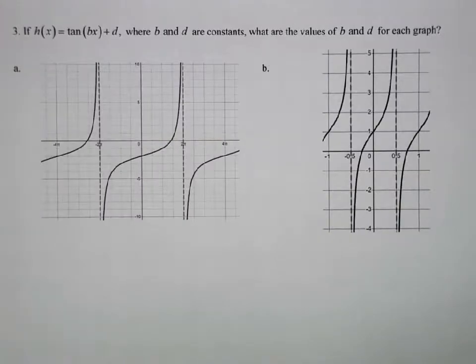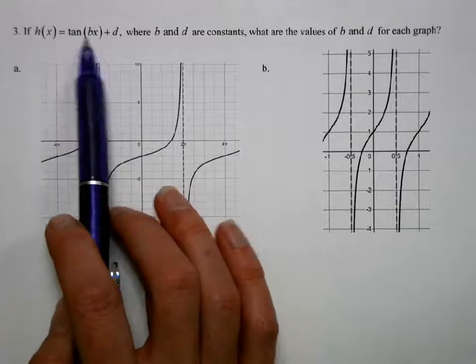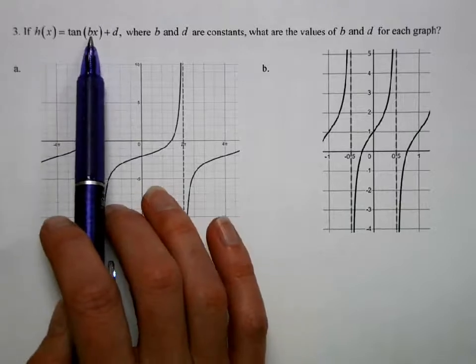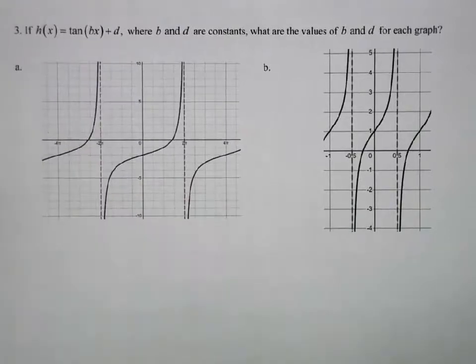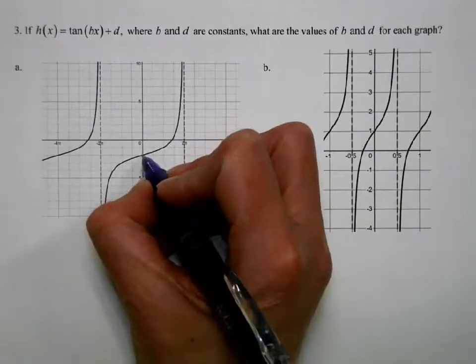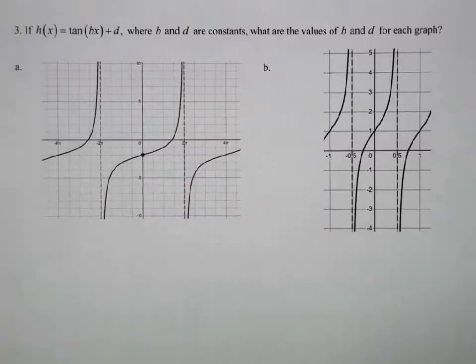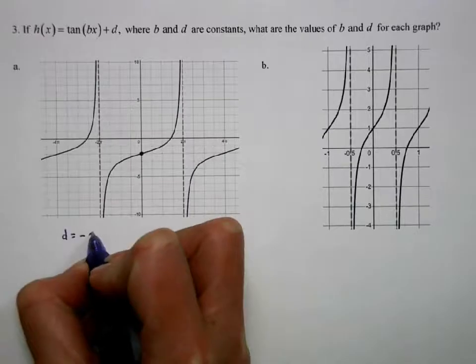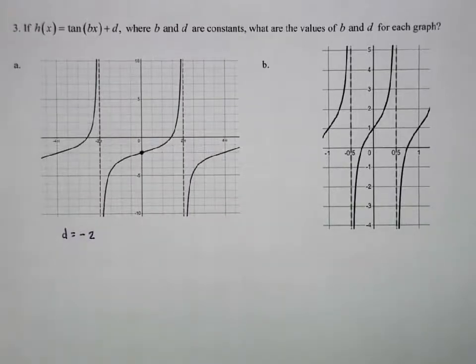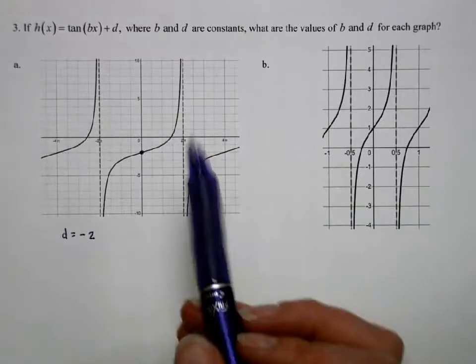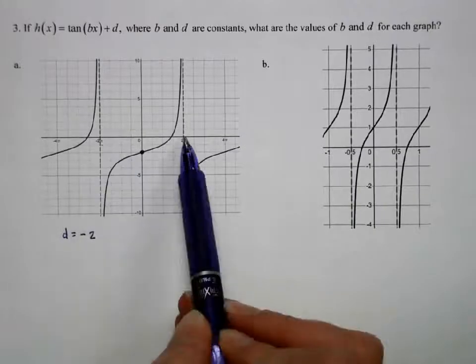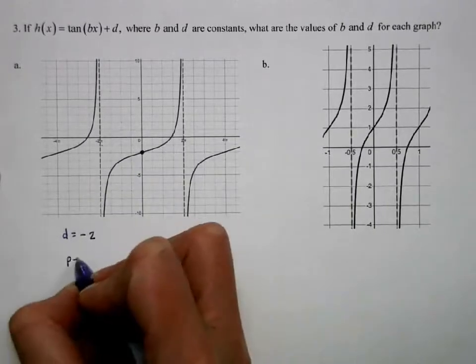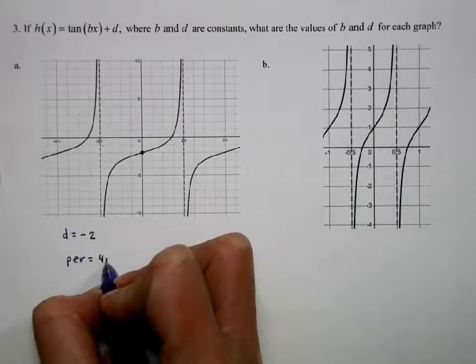Now we have a general graph, and there we have all of our different pieces, but here we're just focusing on B and D. B is going to come from our period, D is going to come from our vertical shift. So this one, tangent of 0 is 0. For this one, however, it's moved down 2. So since it's moved down 2, my D is going to be -2. My period here, we're going from -2 pi to +2 pi. So my period is 4 pi.